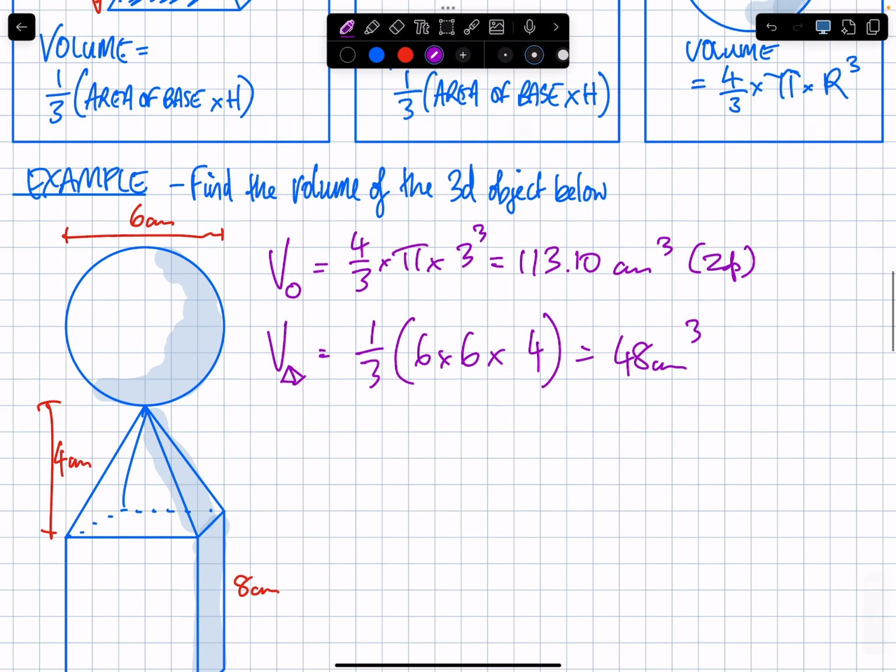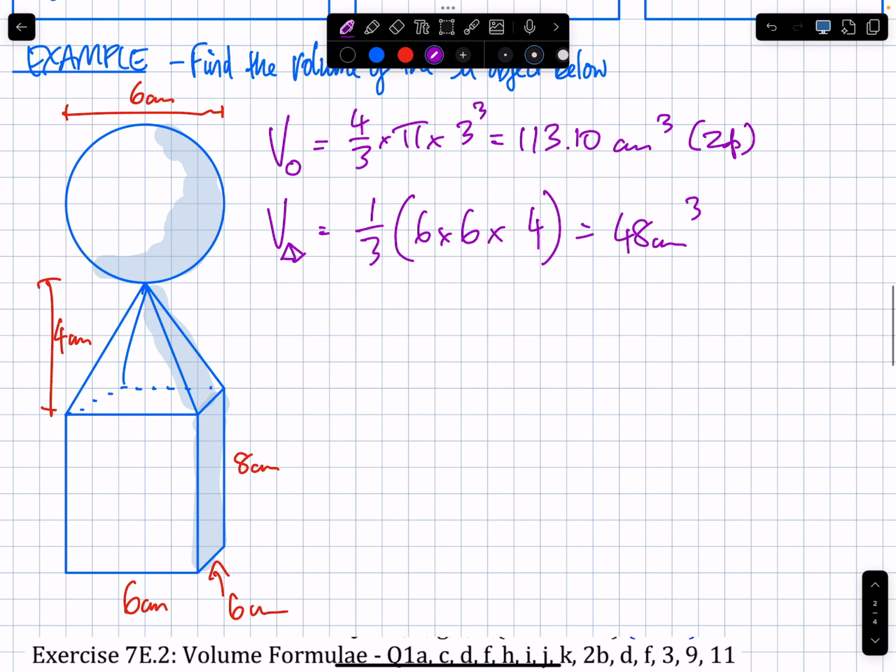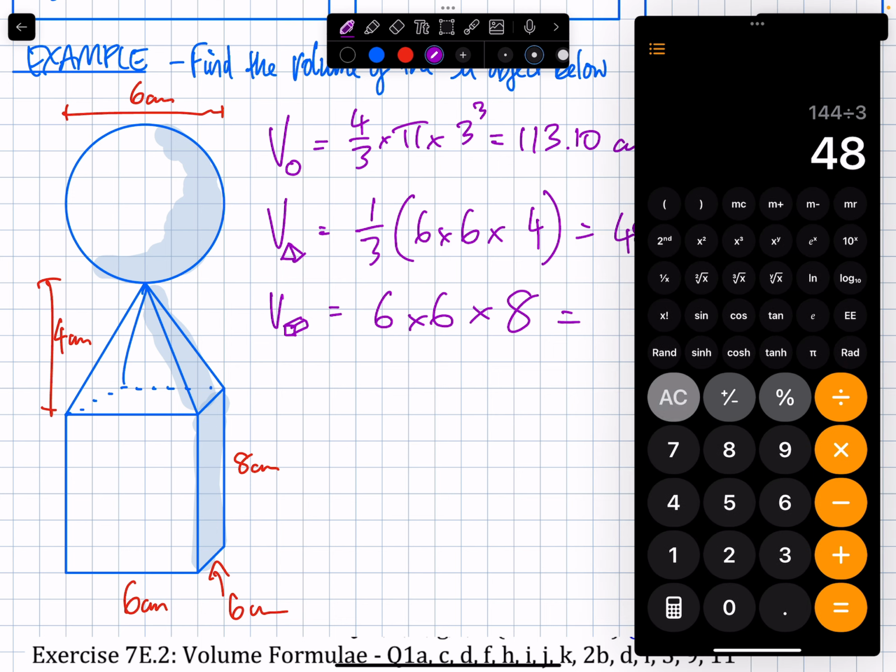And just quickly, the last shape at the bottom. It's a rectangular prism. V. Area of the base is going to be 6 times by 6. How deep is it? 8. 6 times 6 times 8, 288.